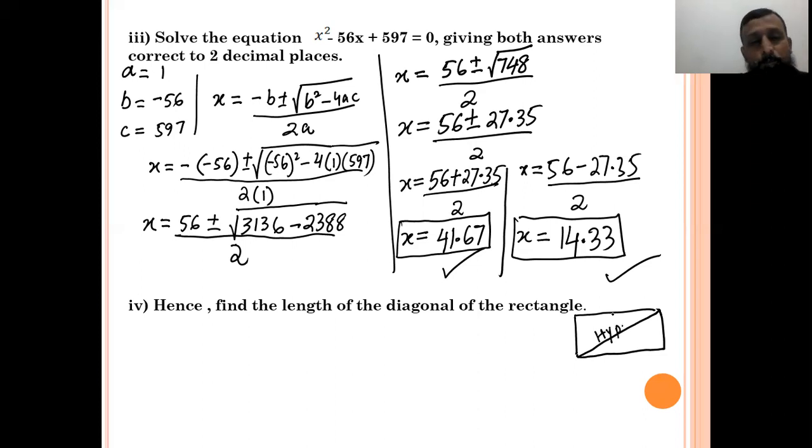Okay, now furthermore, if I consider this triangle, let me consider this triangle. This is my triangle. All right.